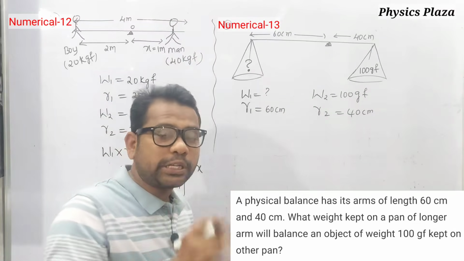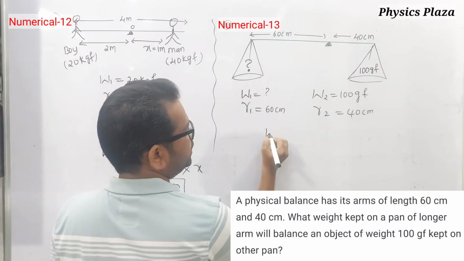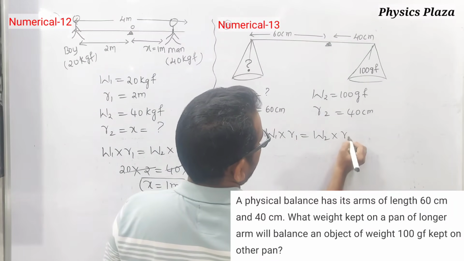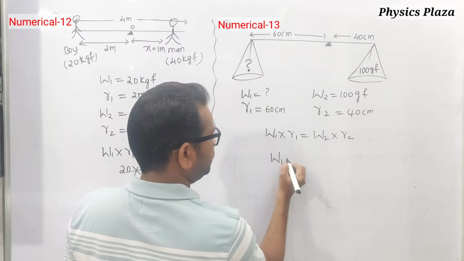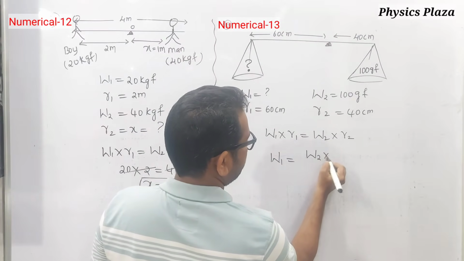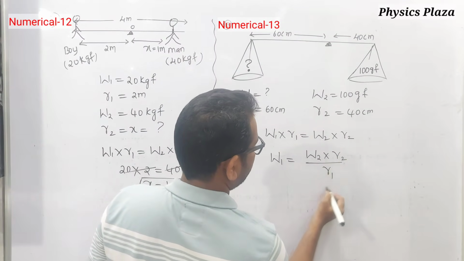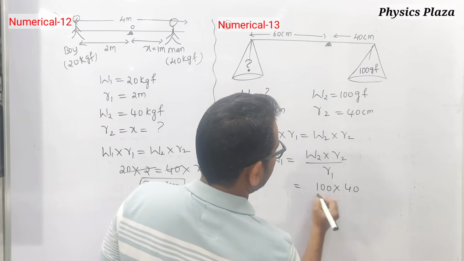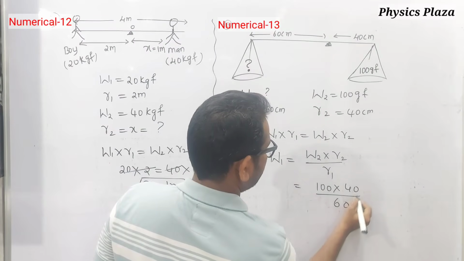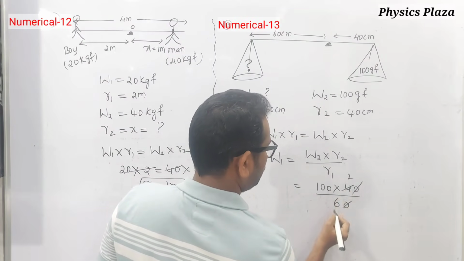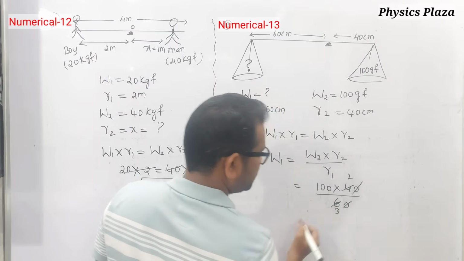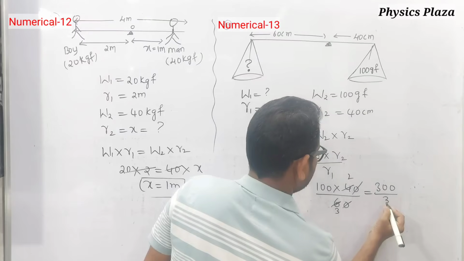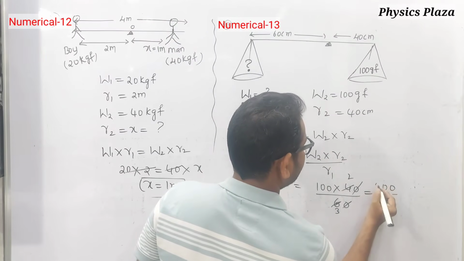So here, according to the principle of moments of weights, children, we can write W1 into R1 is equal to W2 into R2. As we need to calculate W1, W1 is equal to W2 into R2 by R1. So W2 is how much, children? It is 100, into R2, which is 40, by R1, which is how much? 60. Zeros cancel, 2 twos are 4, 2 threes are 6. This is 200 by 3.